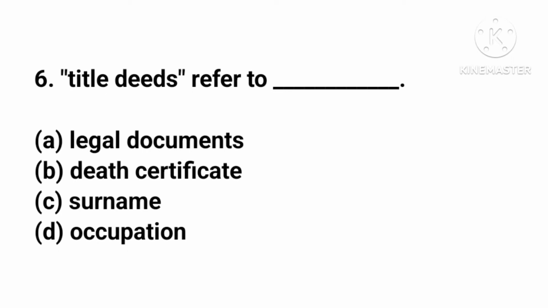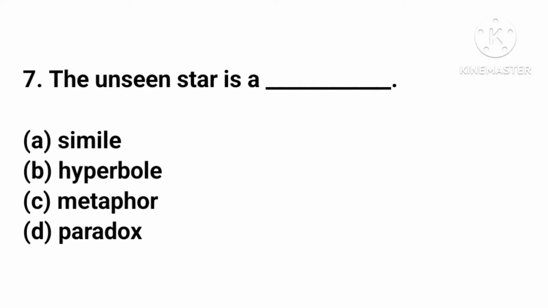Now number 6. Title deeds refer to option A, legal documents. Option B, death certificate. Option C, surname. Or option D, occupation. Right. Title deeds refer to legal documents. Now coming to question number 7.